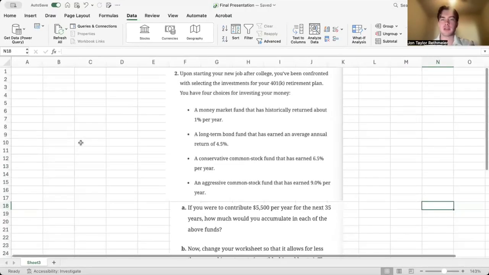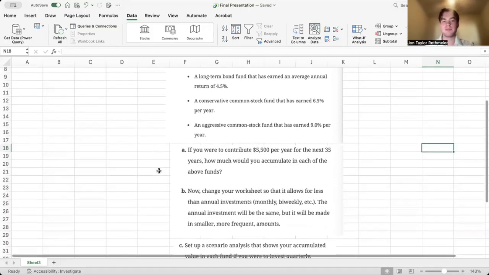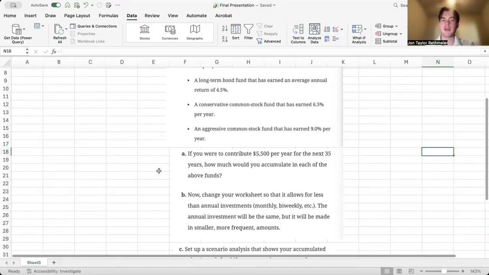Upon starting your new job after college, you've been confronted with selecting the investments for your 401k retirement plan. You have four choices for investing your money. One is a money market fund that has a historic 1% per year return, a long-term bond fund with a 4.5% annual return, a conservative common stock fund that has earned a 6.5% per year return, and then an aggressive common stock fund that has a 9% per year return. And then for A and B, if you were to contribute $5,500 per year for the next 35 years, how much would you accumulate in each of the above funds?